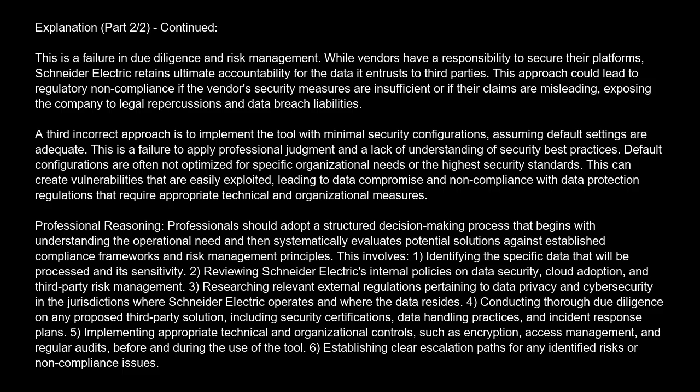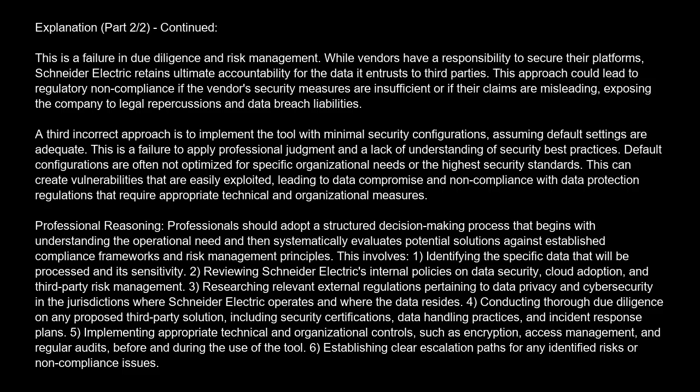A third incorrect approach is to implement the tool with minimal security configurations, assuming default settings are adequate. This is a failure to apply professional judgment and a lack of understanding of security best practices. Default configurations are often not optimized for specific organizational needs or the highest security standards. This can create vulnerabilities that are easily exploited, leading to data compromise and noncompliance with data protection regulations that require appropriate technical and organizational measures. Professional reasoning.